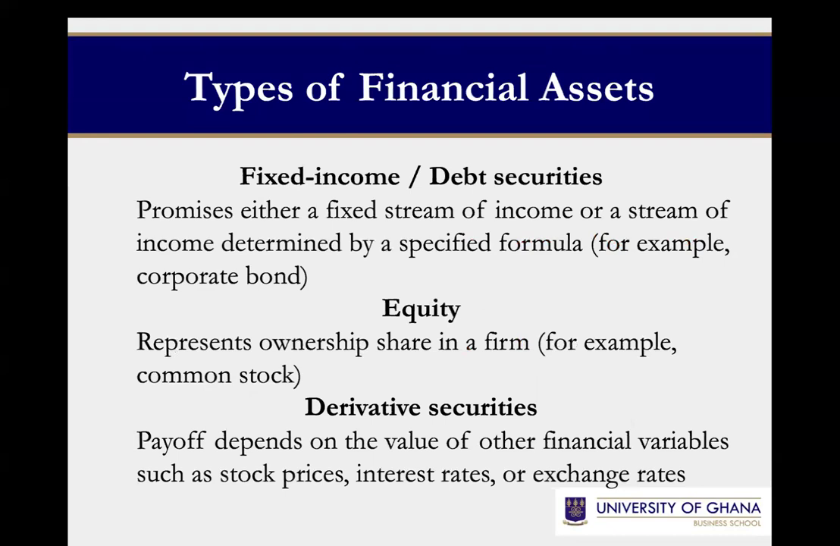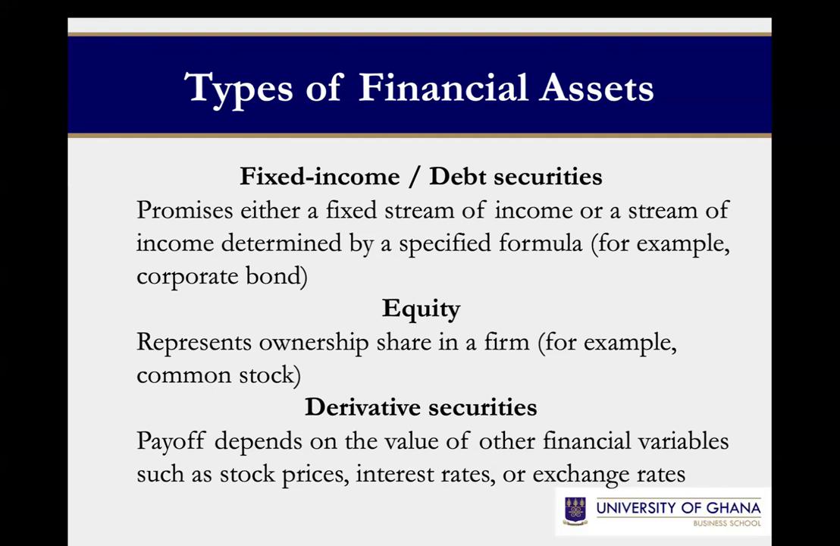Now, as we move on, it's clear that we are within the space of the financial markets, having moved away from the real assets market. And so with the types of financial assets that we have, we are looking at fixed income or debt securities. These are instruments that promise either a fixed stream of income or a stream of income determined by a specified formula. So then it's either a very fixed one or it can be determined by a specified formula. So the formula determines how much is paid.